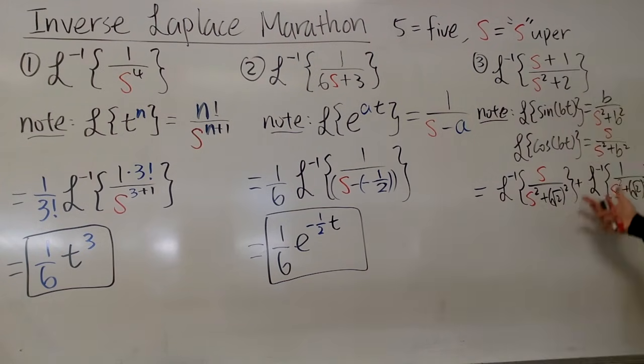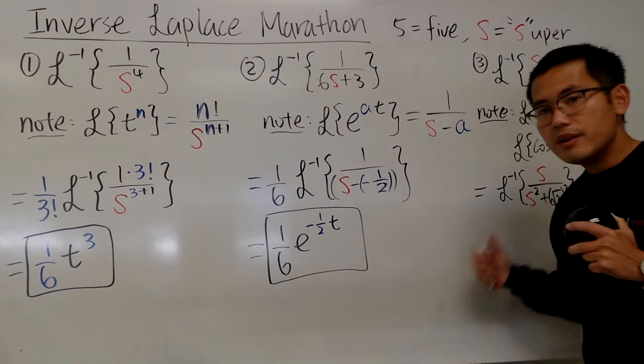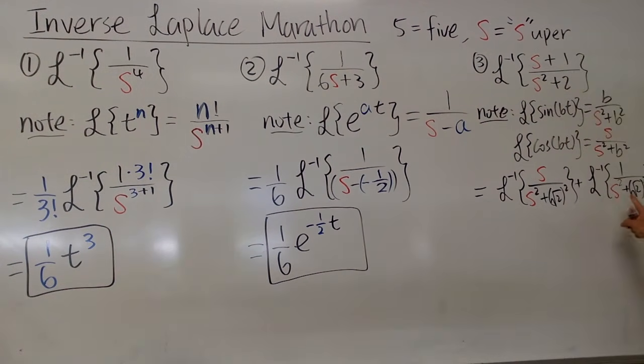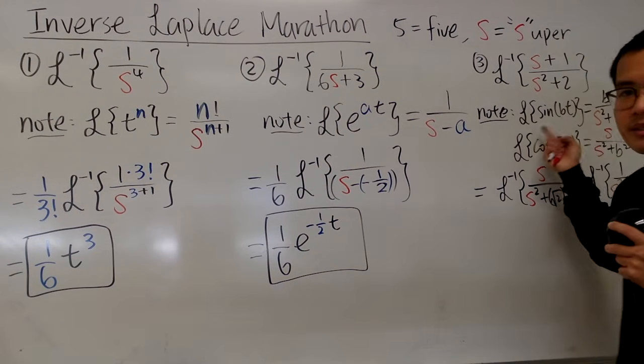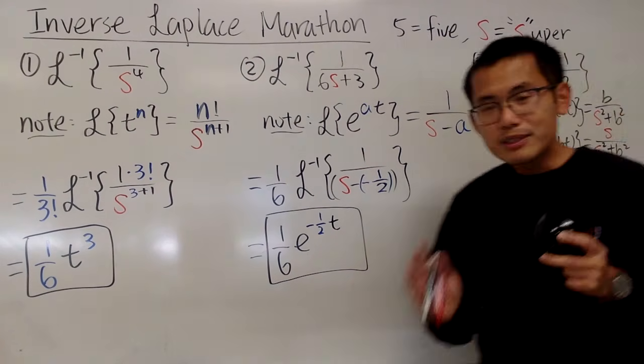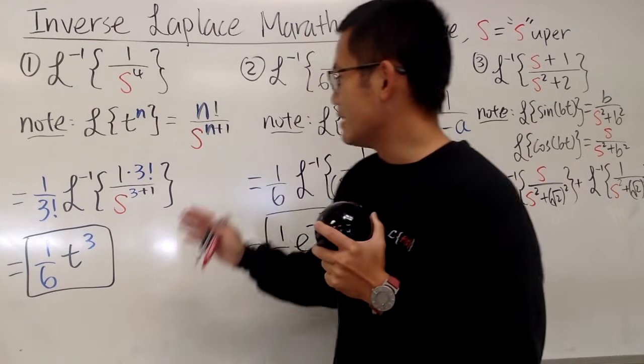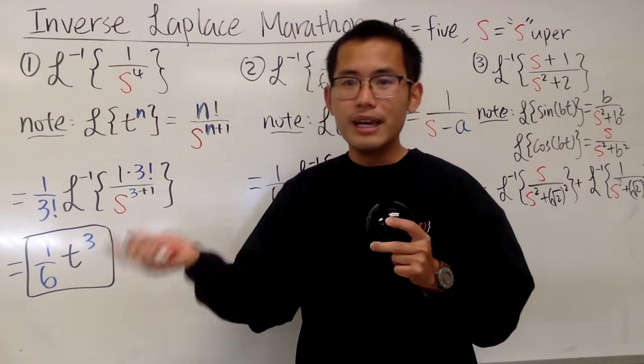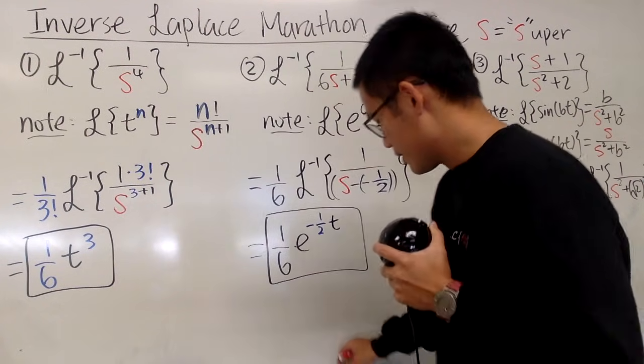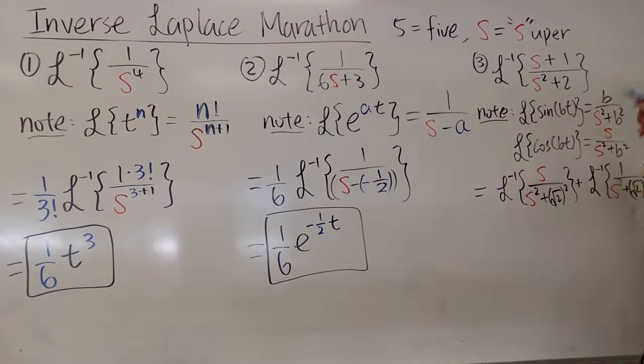However, in order to go back to the t world, the first one is ready. But the second one, this right here, is not ready. Why? Because the top right here, we should also have the b when we go back to the sine of bt. But it's okay, because we can do the things just like this right here. We can multiply and just remember that we have to divide. That's all.